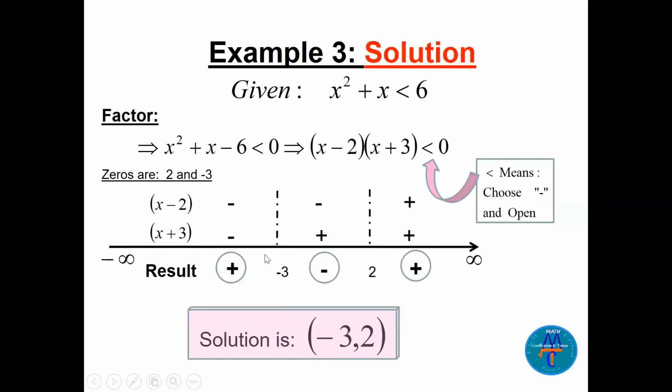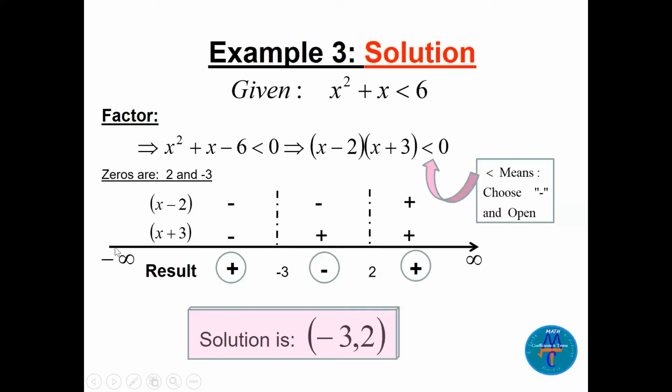So let's choose a test point. From minus infinity to minus 3, then minus 3 to 2, then 2 to infinity. In this question, because we have 2 zeros, we have 3 possible intervals. Why 3? Because we have 2 zeros. So if we have 3 zeros, then we have 4 possibilities. If we have 5 zeros, there are 6 possibilities. We have to test each one.